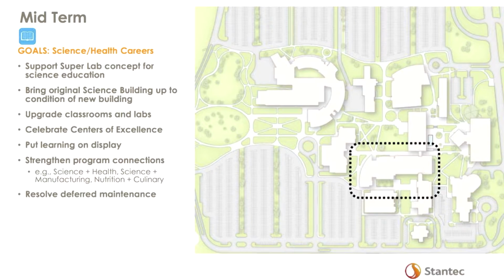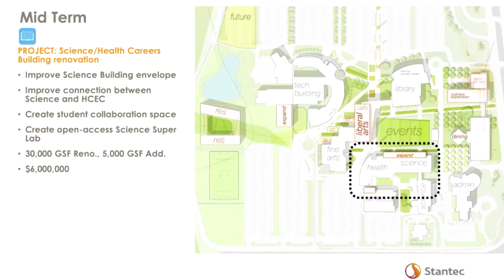Upgrade classrooms and labs, bring in opportunities for a super lab in the science program, resolve deferred maintenance issues, and possibly even really reimagine how that building may look from the new quad. Right now it's hidden by the liberal arts building. It's not much to look at from that side. Between the renovation and the addition of that, probably a $6 million project in today's dollars.